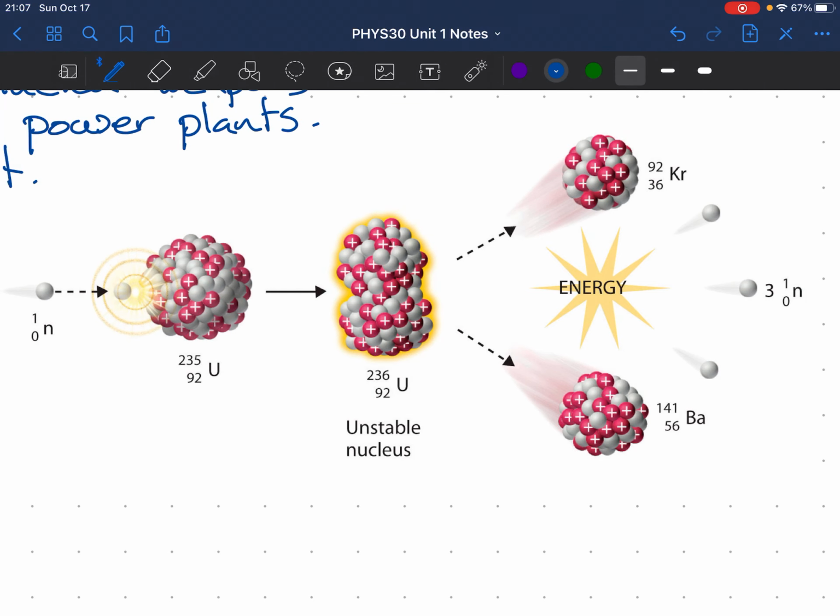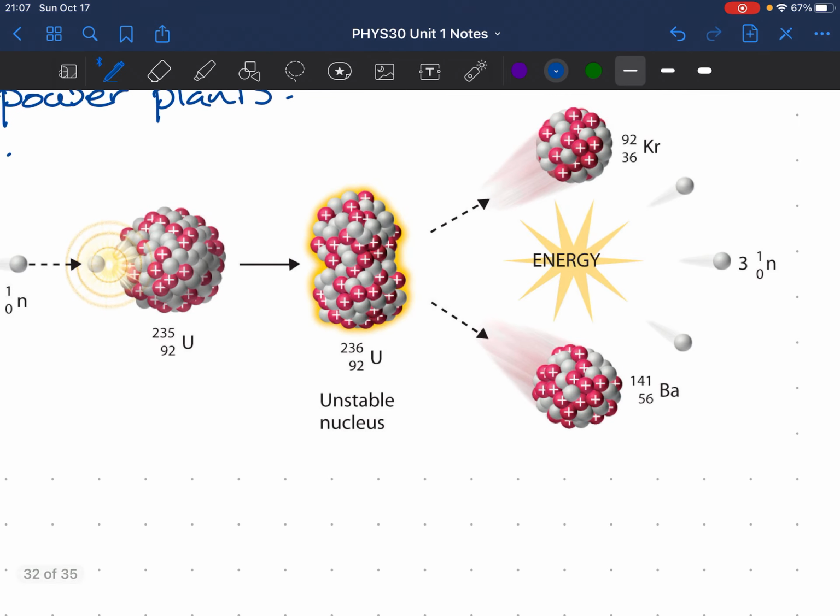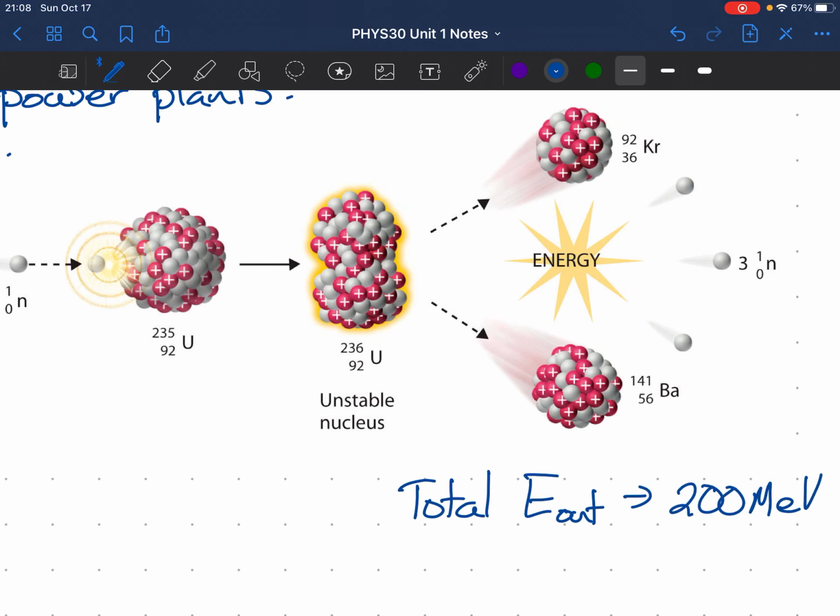Now, some numbers. In general, the total exit energy, the total energy out, is about 200 mega electron volts. That's the total energy out.